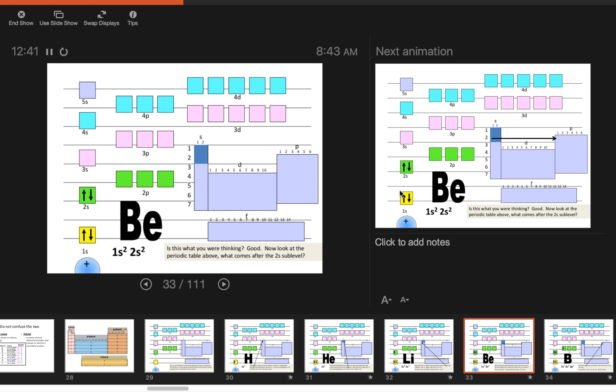So does that mean that beryllium is more stable than lithium? It is. It's not as reactive as lithium. So lithium will give up that 1 electron. Beryllium has 2, but it will give those 2 up. It's just not as reactive as lithium.